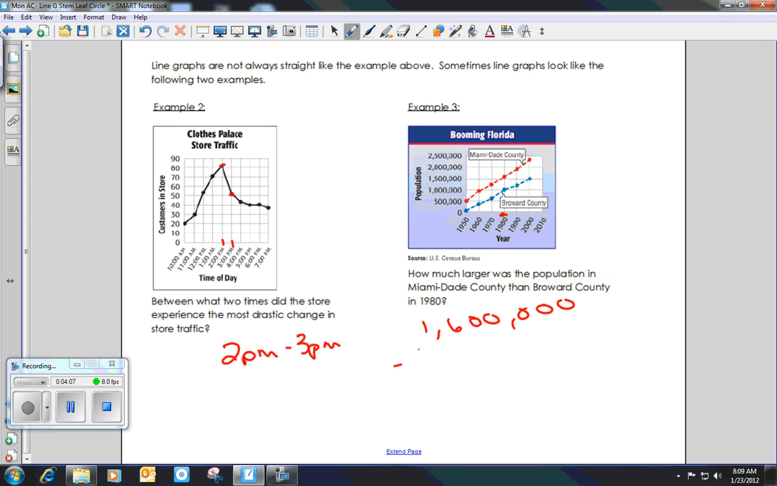And then Broward County was 1 million. So we've got a difference there of about 600,000 in 1980.